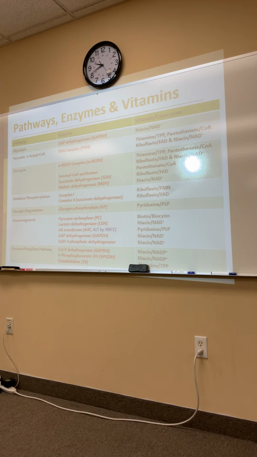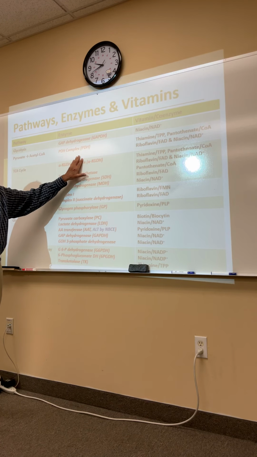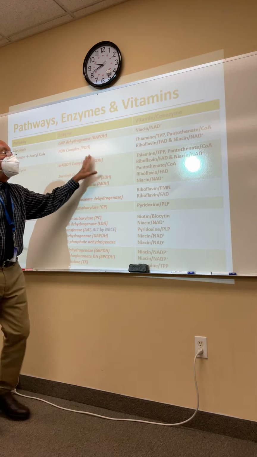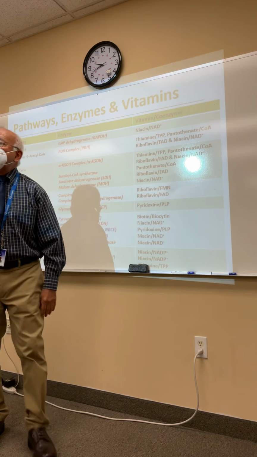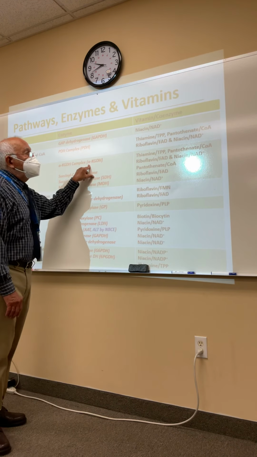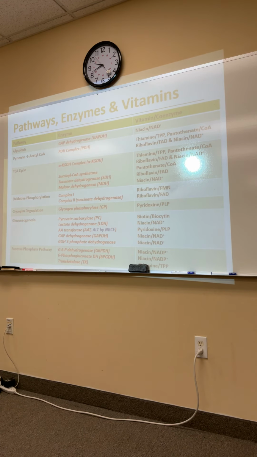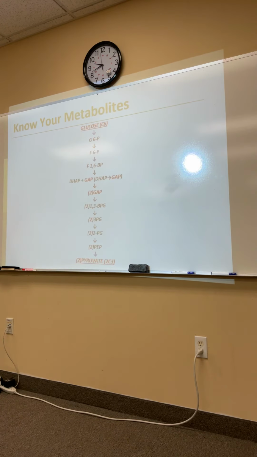And here is an example. I always use the example of the PDH complex, because it looks like a very simple chemical reaction. However, there are 4 vitamins that are needed. And the same happens for the alpha-ketoglutarate dehydrogenase complex, the same enzymes and the same coenzymes. So you cannot leave. Look at this. Know your metabolites.